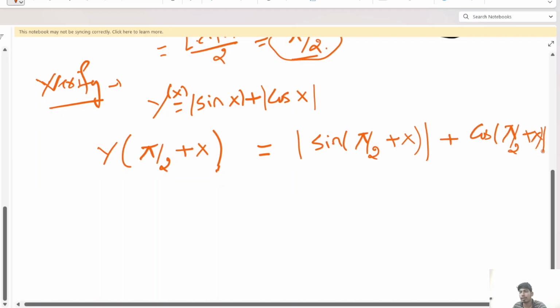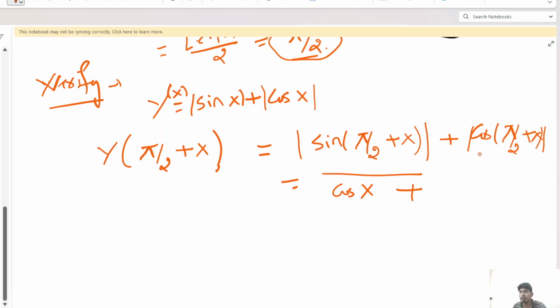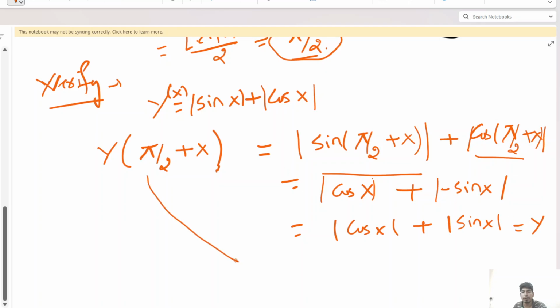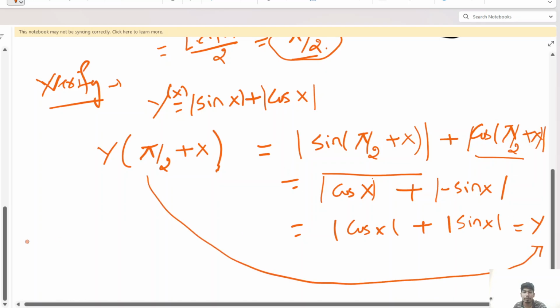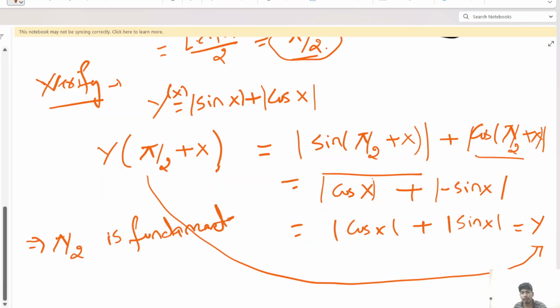Okay, mod function. Then what is sin of pi by 2 plus x? This is cos x. And cos of pi by 2 plus x, what is this? This is minus sin x. But here there is a mod, so this is equal to mod cos x plus mod sin x, and this is equal to y. So y of pi by 2 plus x is y of x. It implies pi by 2 is the fundamental period of y.